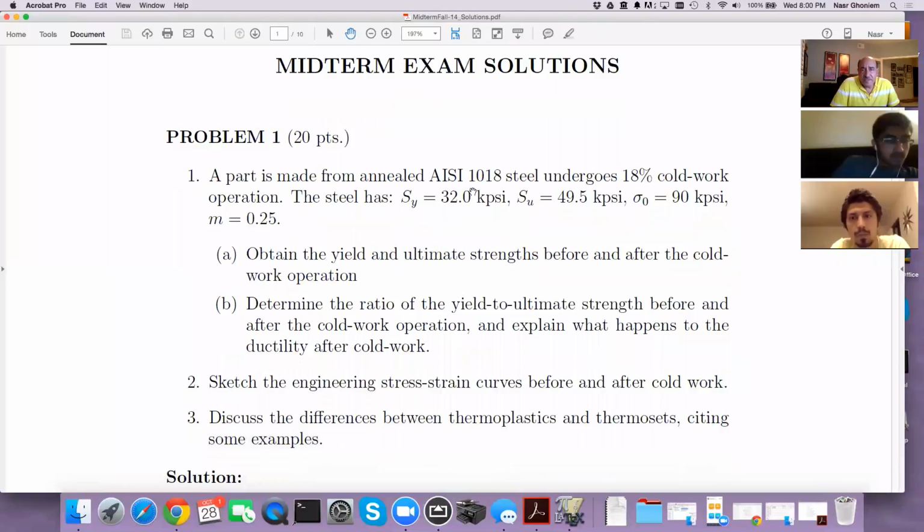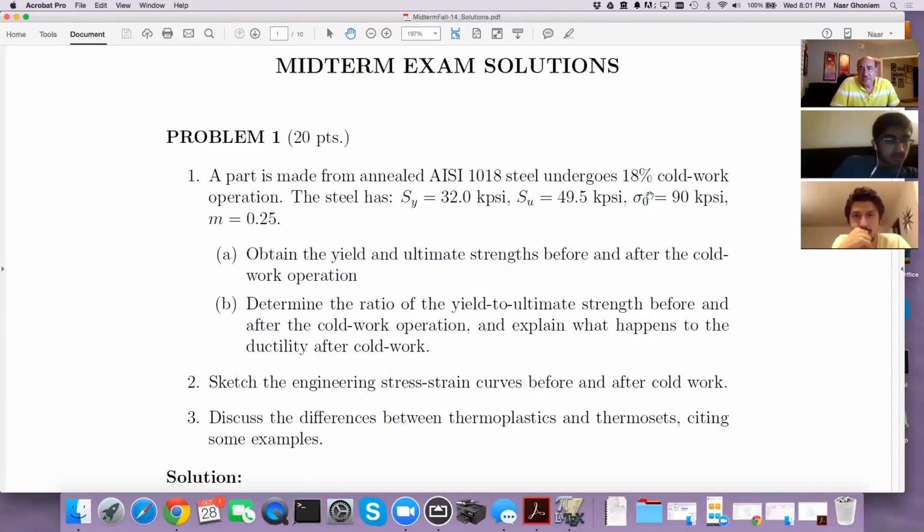You have a steel that has 18% cold work, and we know the yield, we know the ultimate, and we know the 2 Ramberg-Osgood parameters. The sigma 0 equals 90, and the strain hardening exponent equals 1/4. So the problem is: what is the yield and ultimate before and after the cold work? Of course, before is, we know, 32 and 49.5. After, we expect that this number goes up and this number goes up.